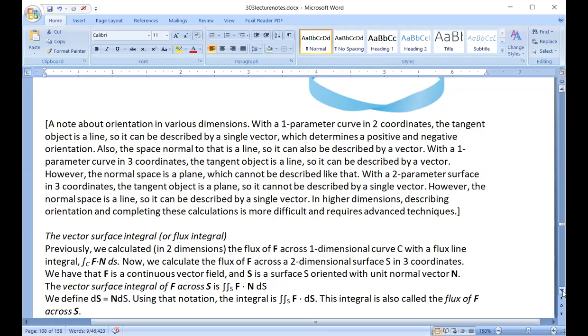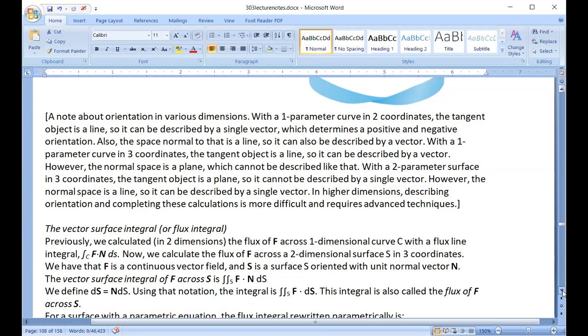Okay. So one more thing. When we do these integrals, we need to know how to take this, the original statement of what a flux line integral is. Here's the definition. Then we will need to calculate it. As we've seen before, the first thing you need to do is start writing it parametrically. So how do we do that?